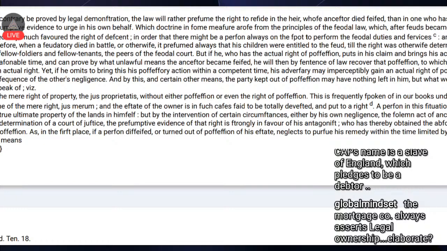But what we are next to speak of is the mere right of property, jus proprietatis, without either possession or even the right of possession. This is frequently spoken of in our books under the name of the mere right, jus merum, and the estate of the owner is in such cases said to be totally divested and put to a wreck.